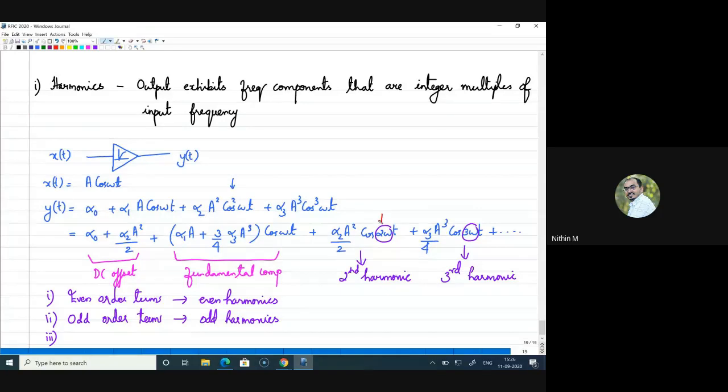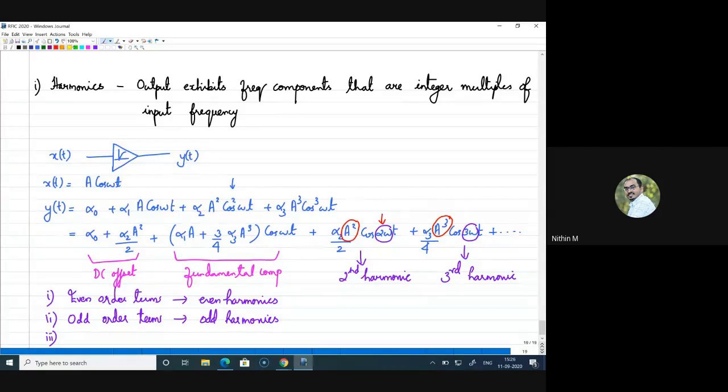So this is your second harmonic, and if you look at the magnitude of the second harmonic component, that is related to the input as a square. Definitely there is a coefficient alpha 2 by 2, but it is proportional. I can say your second harmonic is proportional to amplitude square. Now what about the third harmonic? The third harmonic is actually proportional to amplitude cube, right?